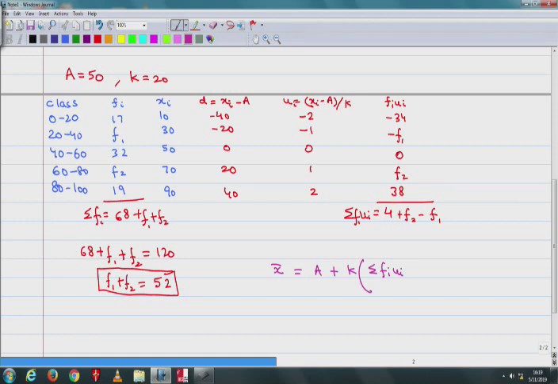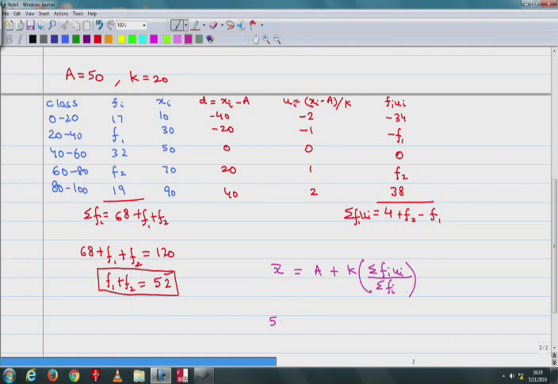What I have done is calculate d, ui and Fi ui. Now I am going to calculate the mean, which is already given, and we will get one condition. With the help of the assumed mean method, yes Tamenglong, your answer is right: a plus k times sigma Fi ui upon sigma Fi. So this mean value is given as 50.